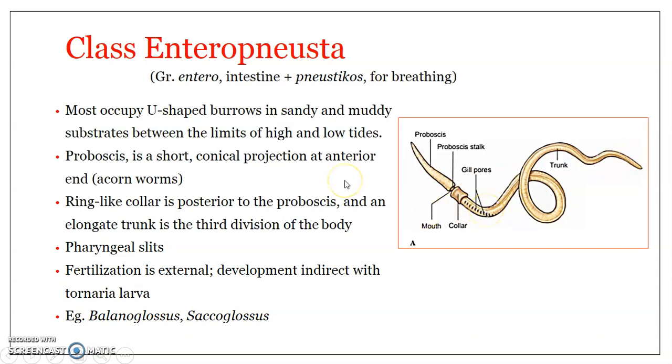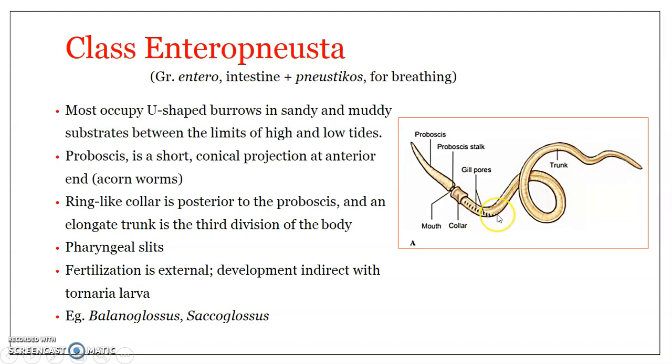Okay, so as already mentioned, most of the hemichordates are burrowing forms, isn't it? Most of the Enteropneusta occupy U-shaped burrows in sandy and muddy substrates between the limits of the high and the low tides. The proboscis is short and conical in nature, and there is a ring-like collar posterior to the proboscis, and an elongate trunk is the third division of the body. As already mentioned, there are several pharyngeal gill pores or gill slits.